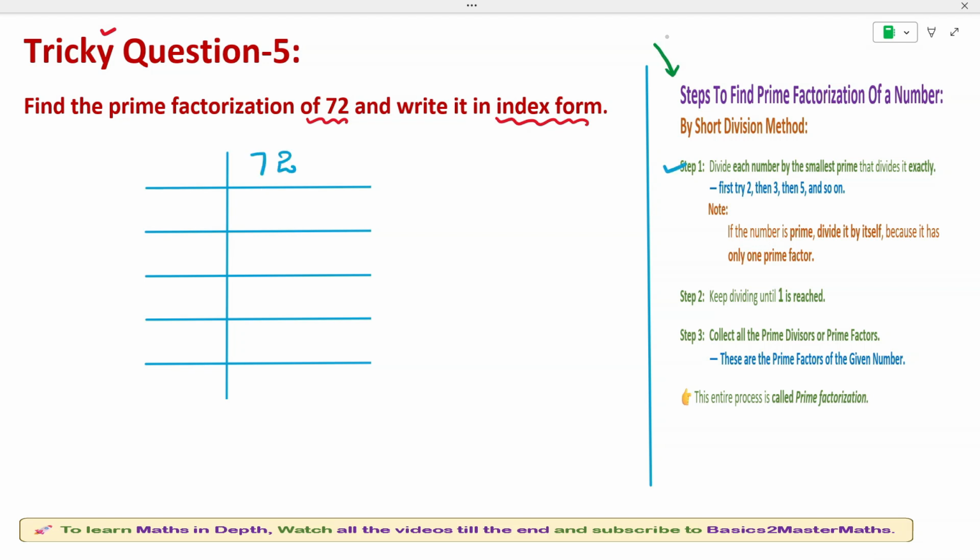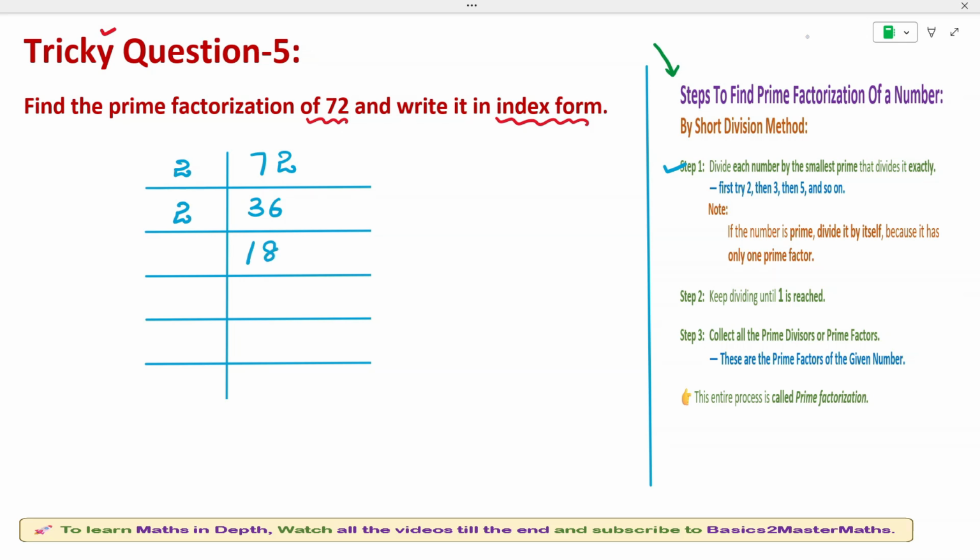Step 1. Start dividing 72 by the smallest prime 2. Since 2 divides 72 exactly, we get 36. Again, start dividing 36 by the smallest prime 2. Since 2 divides 36 exactly, we get 18.